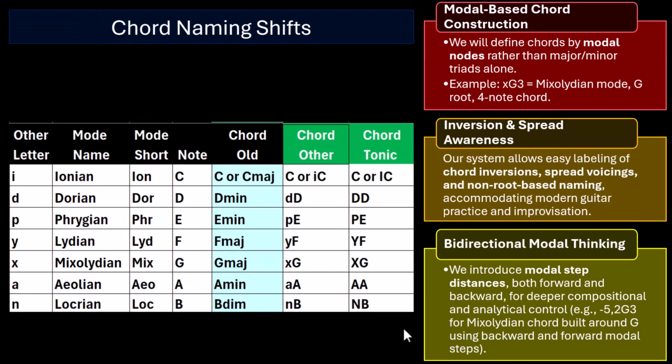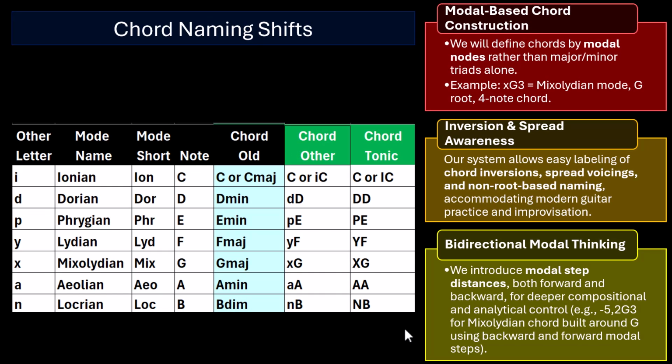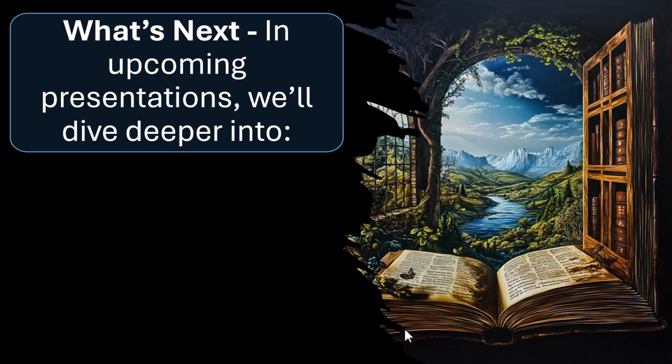So we introduce modal step distances both forward and backwards for deeper comparison and analysis. So we might also say, if you're building a chord and you're looking at the modes, remember that you can move forward and you can move backwards. So we could come up with a system which makes it a little bit easier to visualize what you're doing on the guitar and then basically write that down. Again, that's kind of getting into the weeds. I'll make the argument for it in future presentations, and I'm just following the logic. You can do with it what you will.